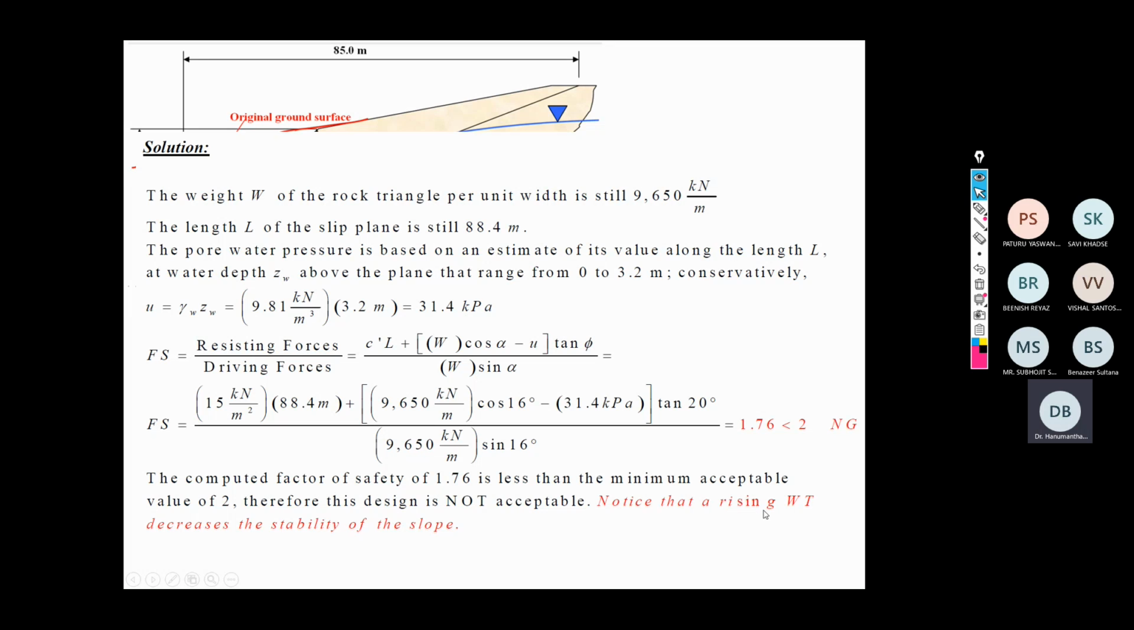Notice that a rising water table decreases the stability of the slope. Now how? Sir, this is wrong, sir. See, the units are kilonewton per meter, and here U is kilopascal, sir. How do we subtract?